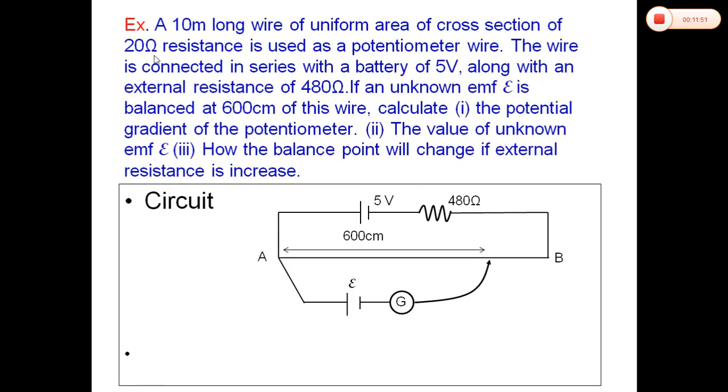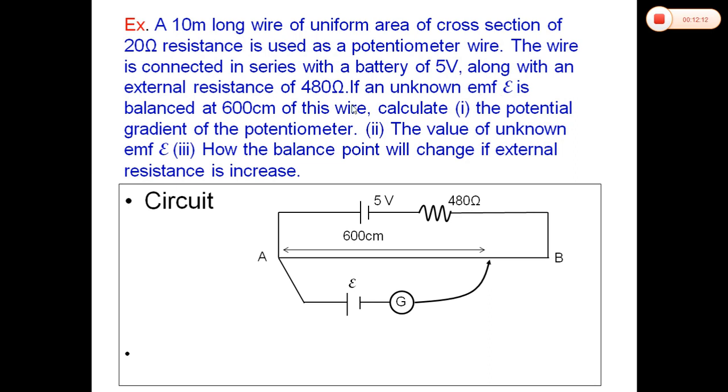Now students, we discuss one numerical problem related to potentiometer. Here the problem is a 10 meter long wire of uniform area of cross section of 20 ohm resistance is used as a potentiometer wire. The wire is connected in series with a battery of 5 volt along with an external resistance of 480 ohm.